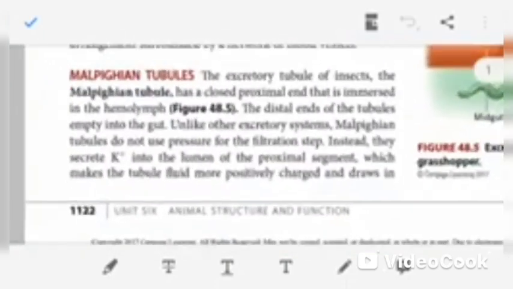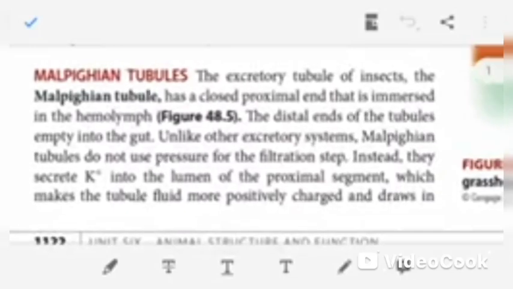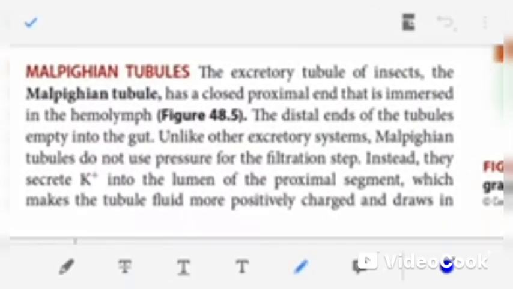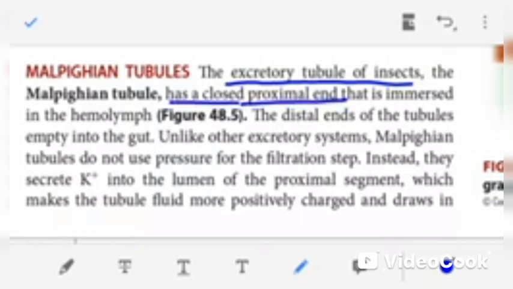Now we are discussing the Malpighian tubule. Malpighian tubules are the excretory tubule of insects. In the Malpighian tubule, the proximal end is closed, and the Malpighian tubules are immersed in the hemolymph.